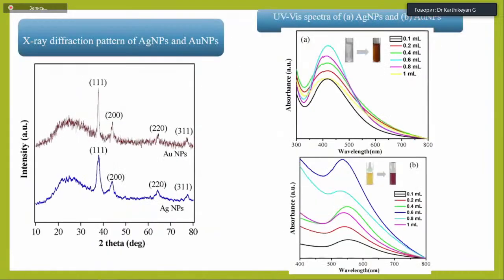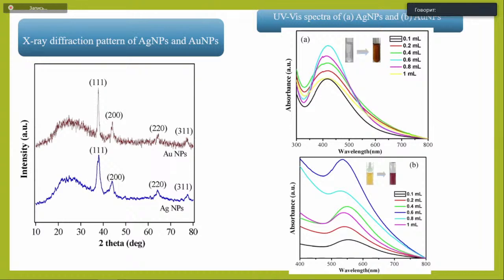So before going to the applications, how can we confirm the structure of the formed silver and gold nanoparticles? So here the 2 theta high angle study concludes the structure of AgNPs and AuNPs, with the respective planes 111, 200, 220, 311 according to the standard JCPDS file, confirming the formation of AgNPs.